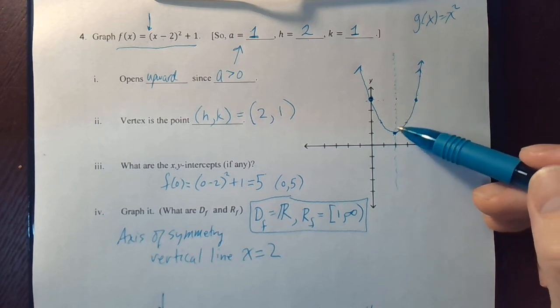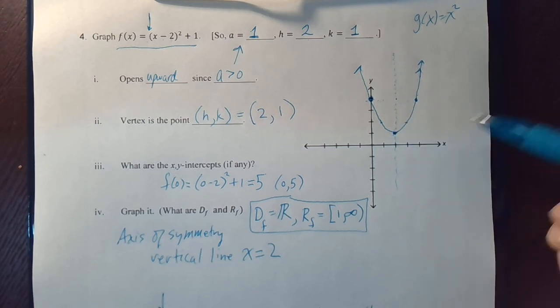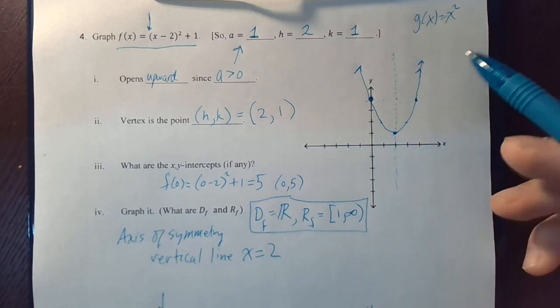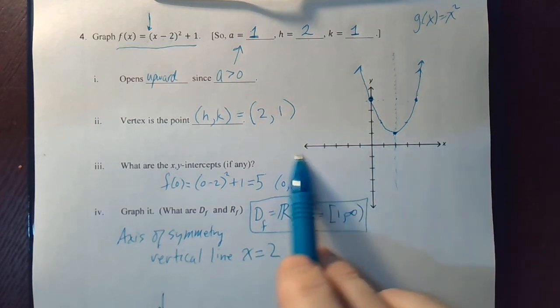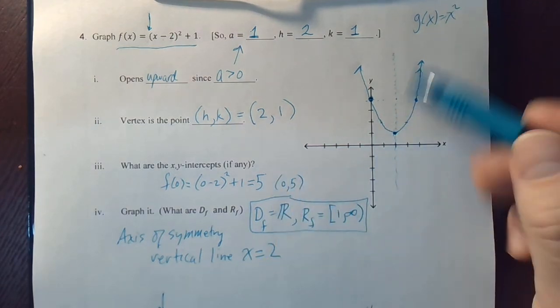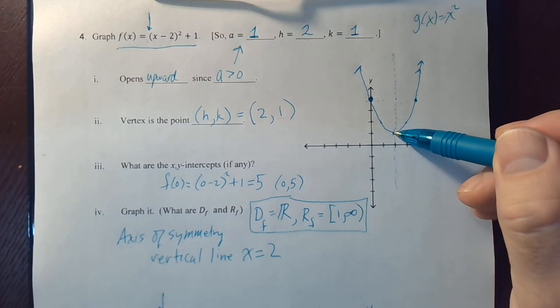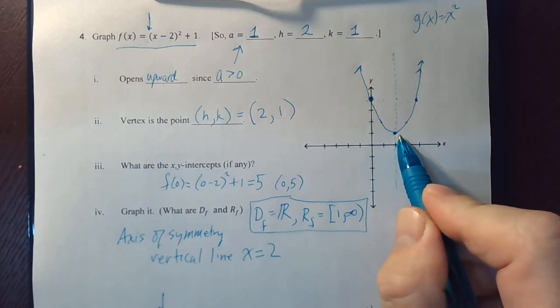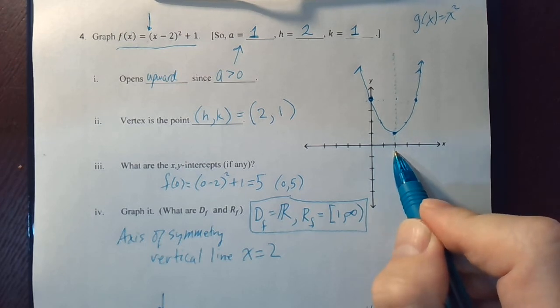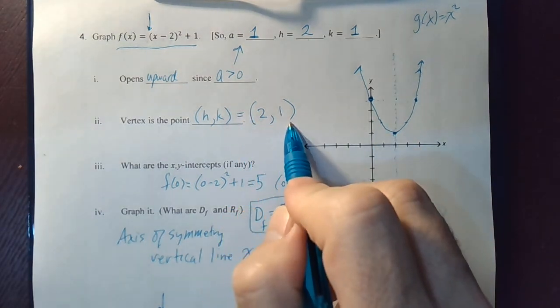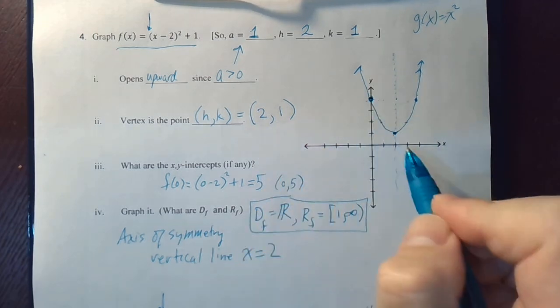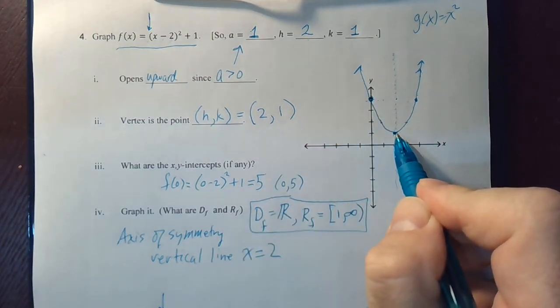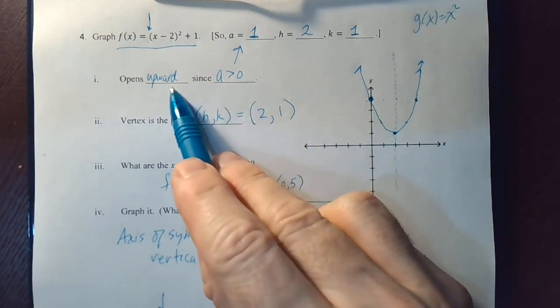It has a lowest point. And where does the lowest point occur? That's the x value I want. What x value tells you where the lowest point occurs? 2. And what is that lowest point value? 1. 2, 1 is exactly the vertex. And the reason it has this minimum is because it opens upward.